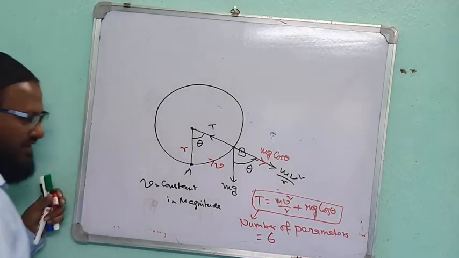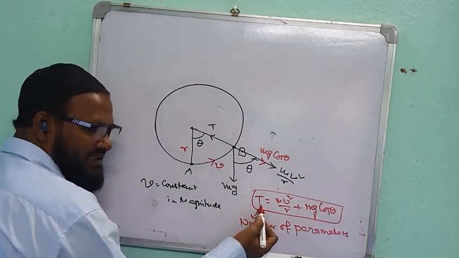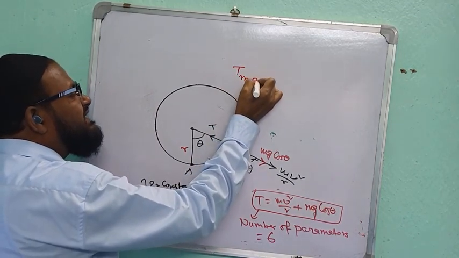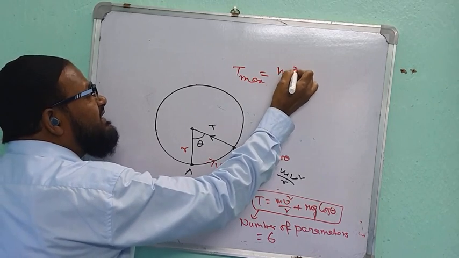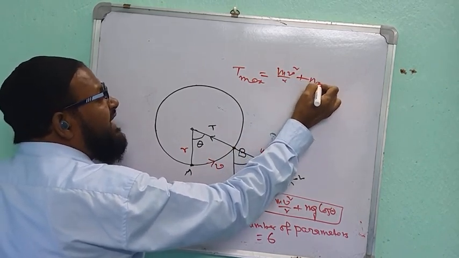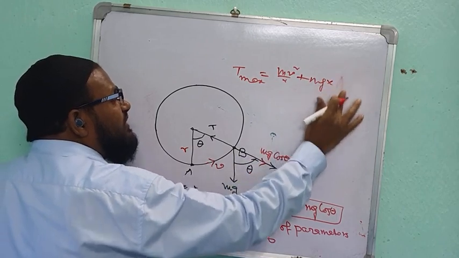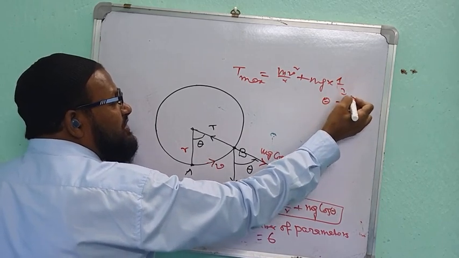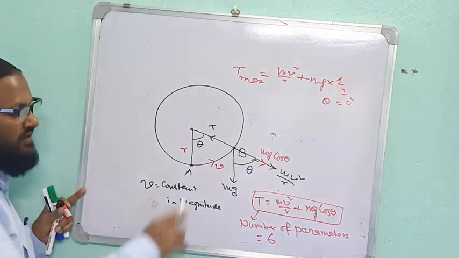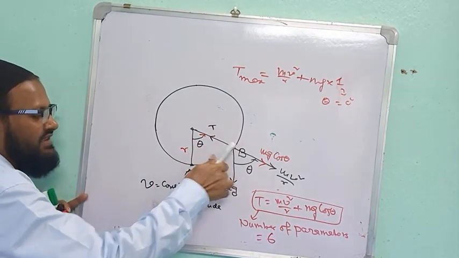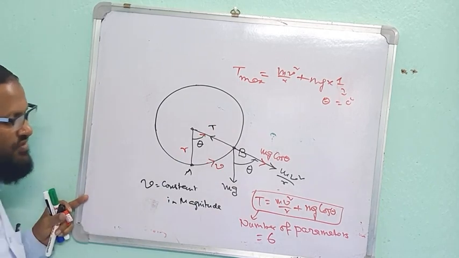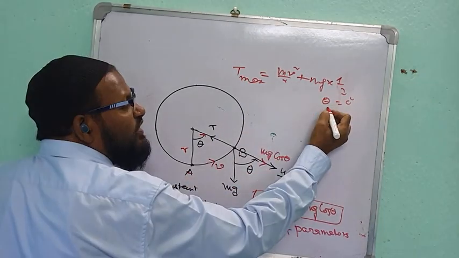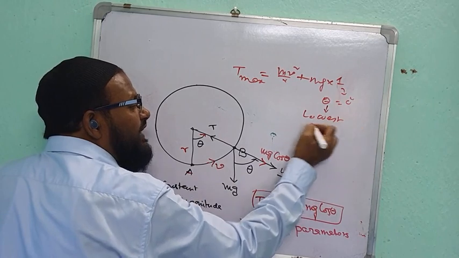T depends on theta. When cos theta is maximum, T is also maximum; when cos theta is minimum, T is minimum. The condition for T max is mv squared by r plus mg into 1, that is, cos theta equal to 1, which means theta is 0 degree. Theta 0 indicates the lowest position.